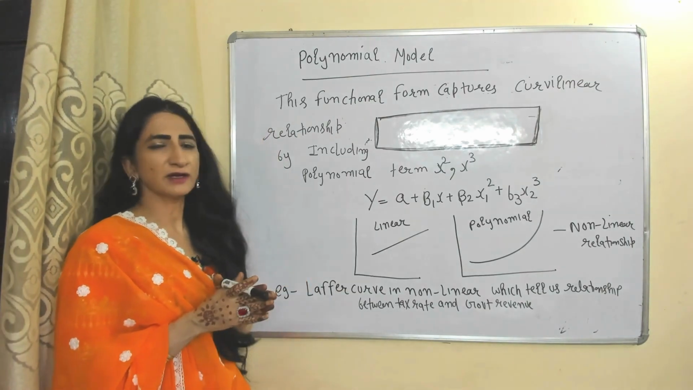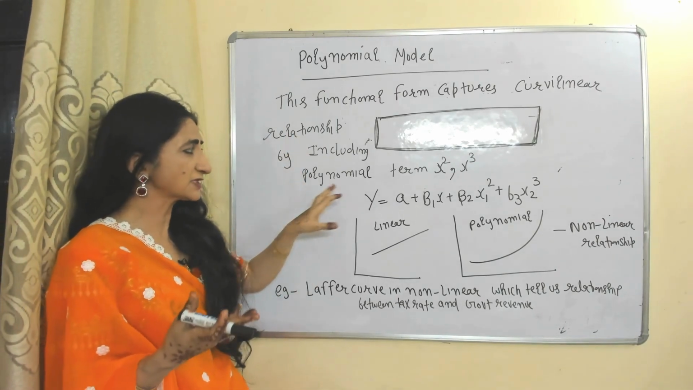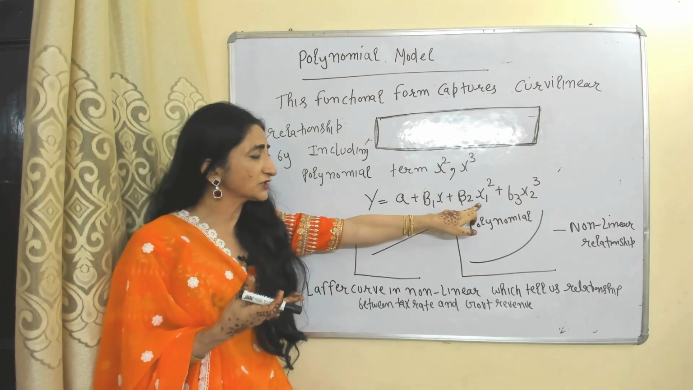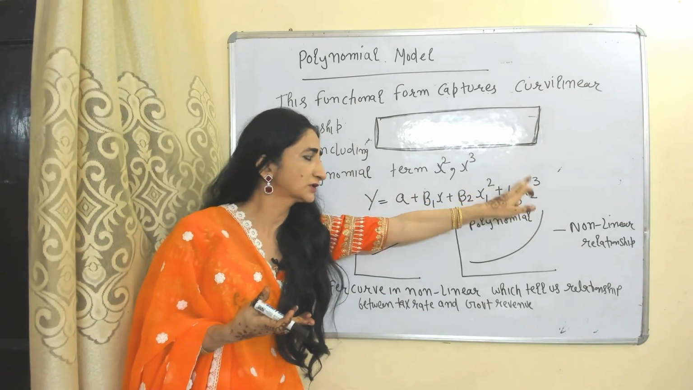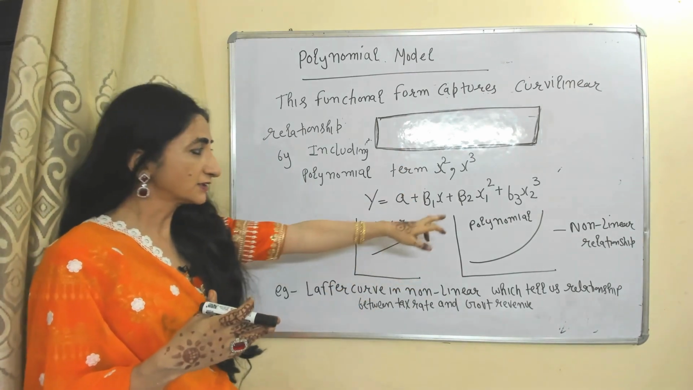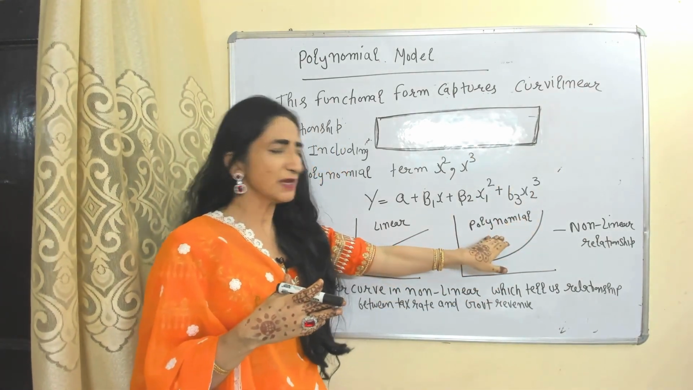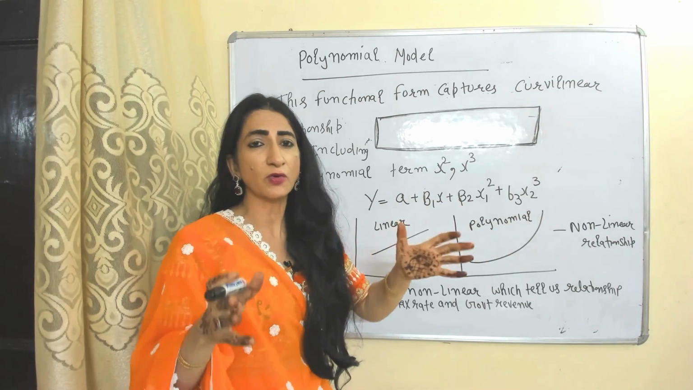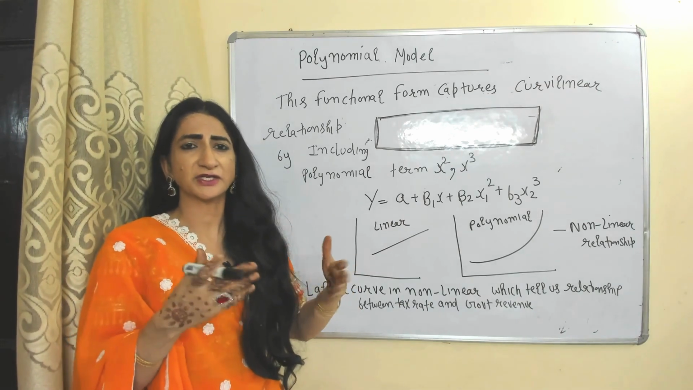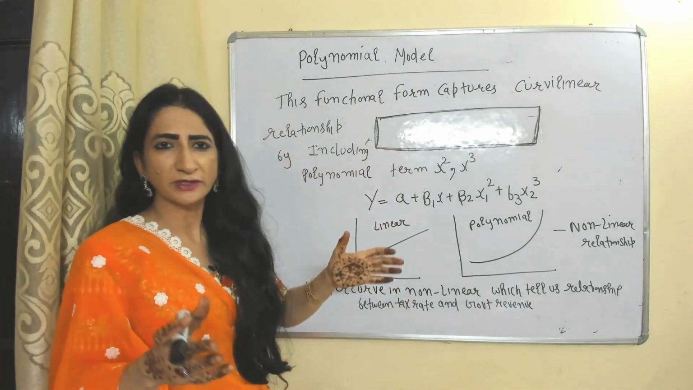Next is the polynomial form. The polynomial form captures a curvilinear relationship between variables by using polynomial terms like x square, x cube. In this equation you can see we have x square, x cube. This diagram represents a linear relationship like a straight line, but this diagram belongs to a polynomial which describes a curvilinear relationship. We mainly use the polynomial model to describe non-linear relationships. For example, the Laffer curve describes the non-linear relationship between tax rate and government revenue. In such a case, we use a polynomial form.